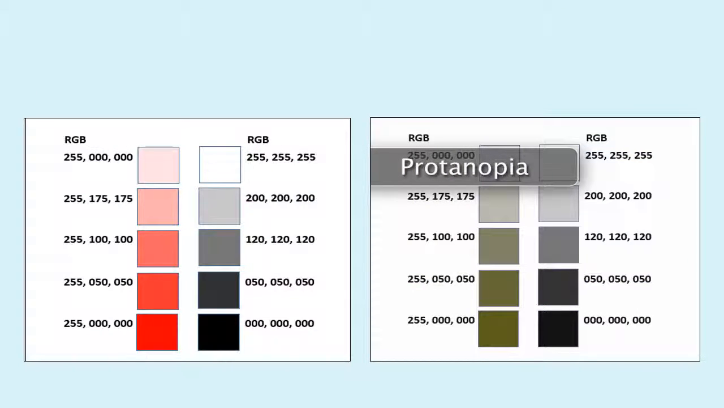Now, to show you lighter shades of red and darker shades of red and shades of gray, white to black, if you look on the left, that's normal vision. If you look on the right, that's what a protan may see. So the darker shades of red are distinguishable from lighter shades of red, but lighter shades of red and black are going to be indistinguishable. It's going to be very hard to distinguish between red and black.